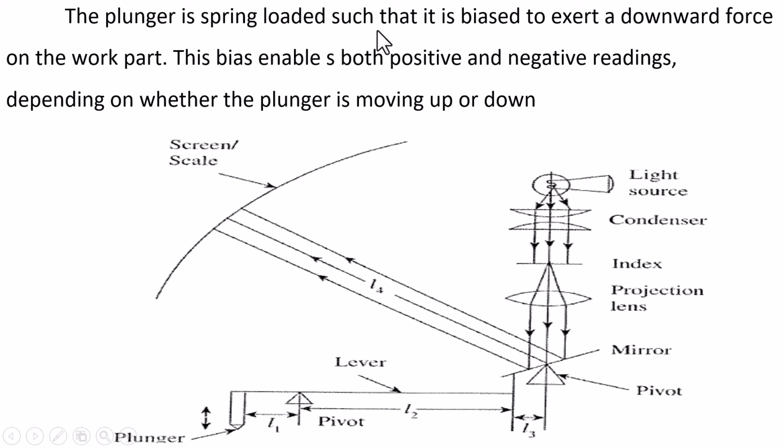Here the plunger is spring loaded such that it is biased to exert a downward force on the work part. You can see the spring always pushes it downwards. This bias enables both positive and negative readings. When it is released, it can move upward; otherwise, it is forced downwards. Depending on whether the plunger is moving up or down, we can get different readings, positive or negative, on this scale.